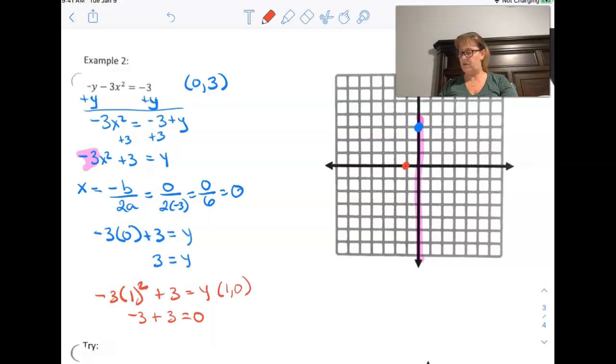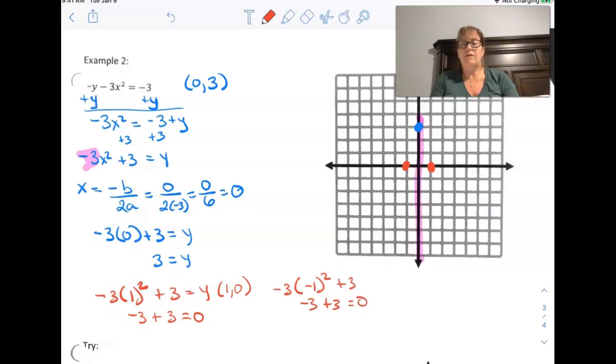So we would put a point, I'm sorry, not there, that's a -1, 0, 1, 0. Now remember, we know because of symmetry, that means there does have to be a point over here, doesn't it? We could prove that to ourselves. Let's try it. -3 times -1 squared plus 3. Well, -1 squared is 1, times a -3, -3 plus 3. We've got that as 0.